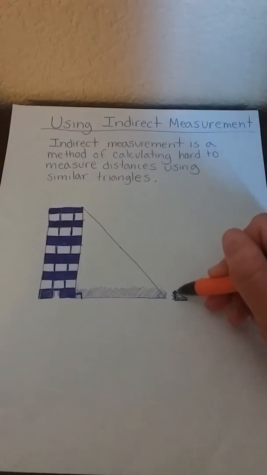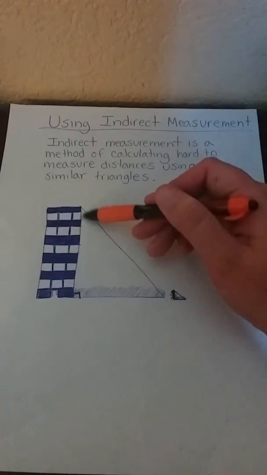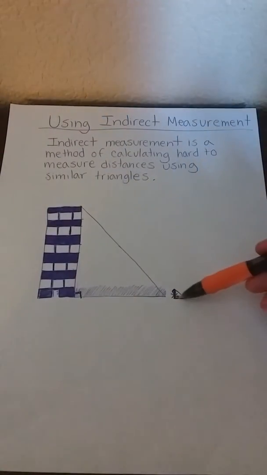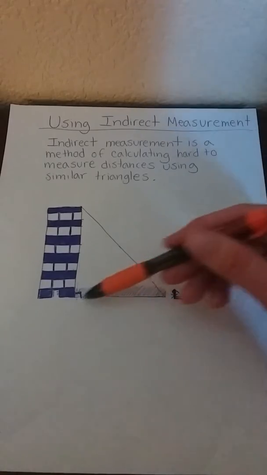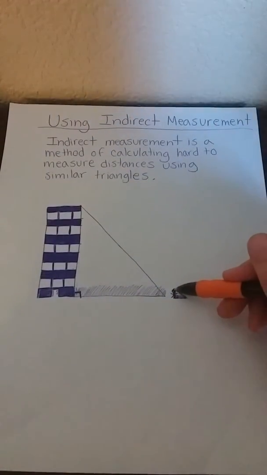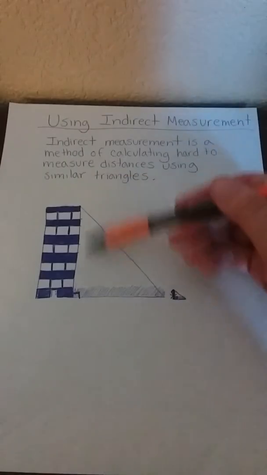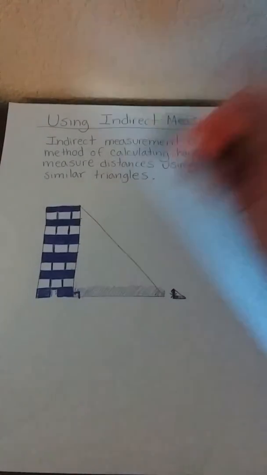The height is one leg of the triangle, be it the height of the person or the height of the building. That's one leg of our triangle. The shadow, so the shadow of the person or the shadow of the building, is the other leg of our triangle. The person and his or her shadow meet at a 90-degree angle. The building and its shadow also meet at a 90-degree angle.